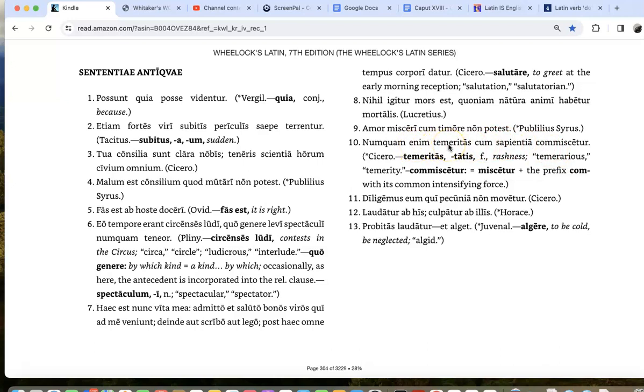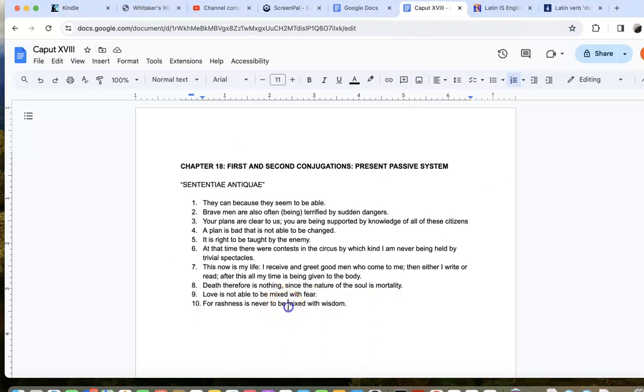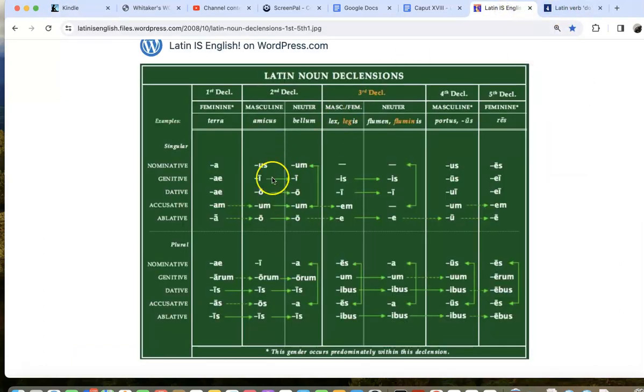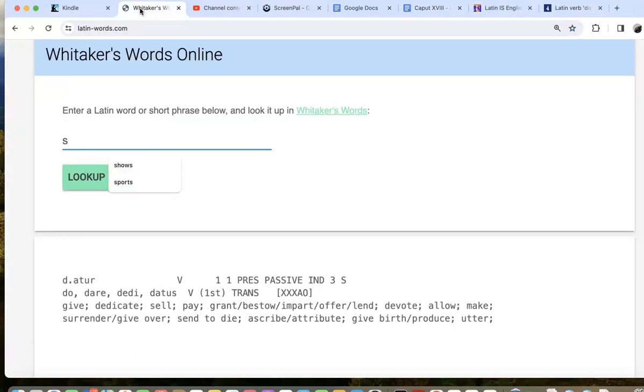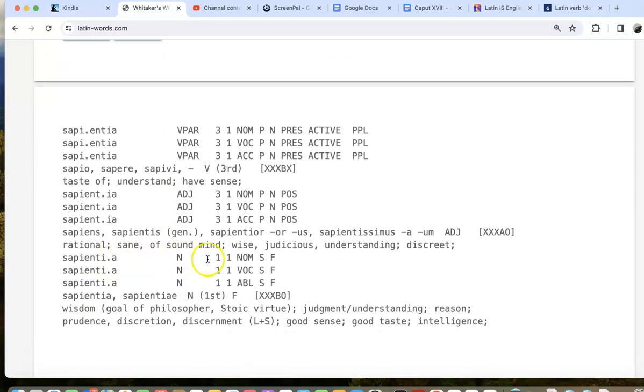For rashness is, we have to put a verb in there, is never, in fact, I'd probably say is never mixed, because otherwise I'm making it a PPI. So let me go ahead and change that. Is never, for rashness is never mixed, commiscitur, with wisdom, sapientiae. Notice that that is first declension ablative singular, because sapientia, sapientiae. Again, as always, if we're not sure, we look this up and we can see that it is first declension as a noun.